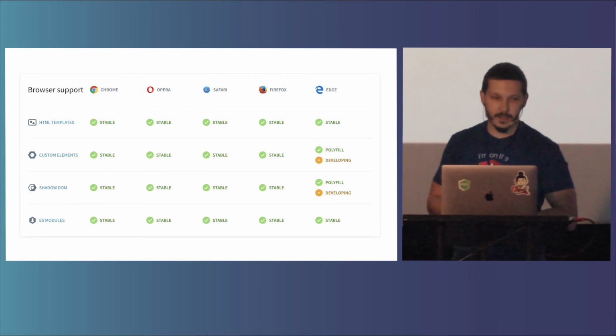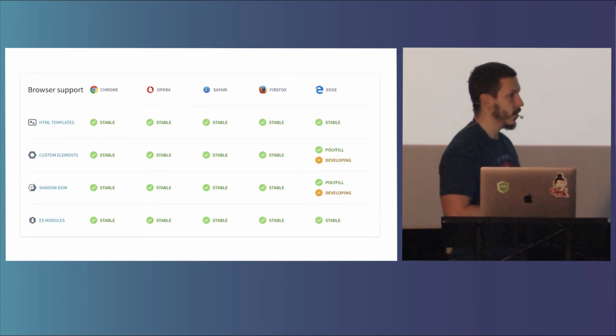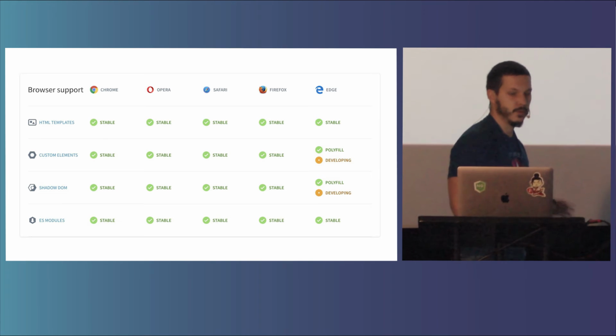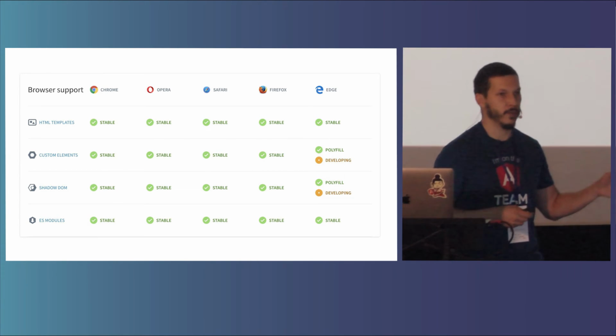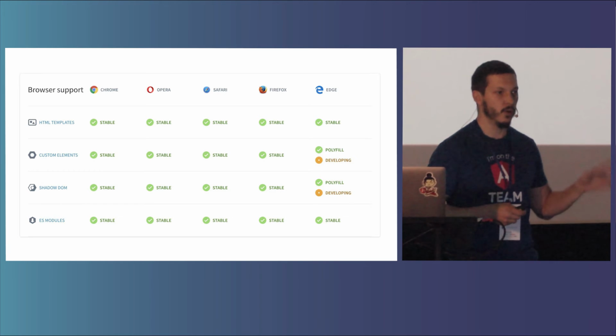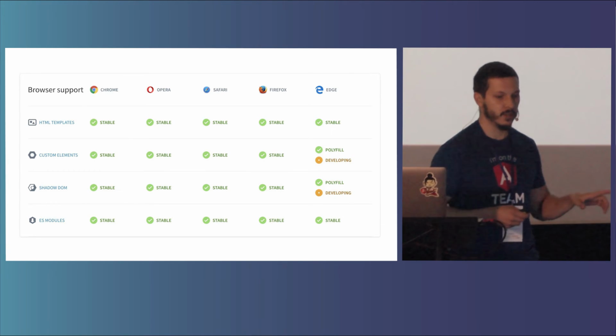The most important part here is the support, which kind of evolved a lot. Like a couple of years ago, when we were showing this diagram, it was half red because nobody was supporting, only polyfills, and Web Components was version 0. Right now, Web Components is version 1. That's good. It's supported almost everywhere.